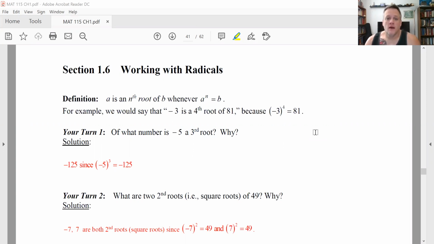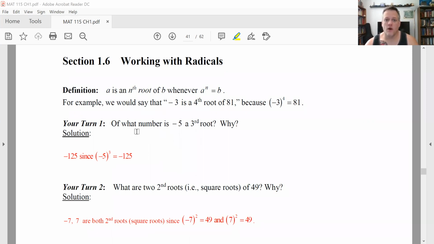All right, so the first thing is kind of a notation. I will say that a is the nth root of b if you can raise a to the nth power and get b back. So for instance, we would say that -3 is a fourth root of 81 because you can raise -3 to the fourth power and get 81 back. Okay? Similarly here, of what number is -5 a third root? Well, to answer that, you'd raise -5 to the third power to get -125. And so -5 is a third root of that number.